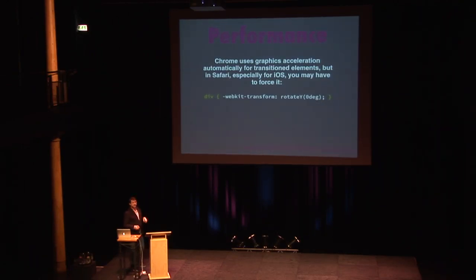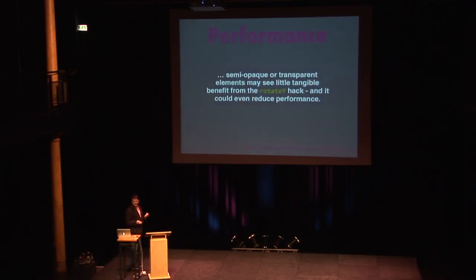Just set it to rotate Y, and that will force it onto the GPU layer. Just do use it sparingly because they obviously don't want you to, so there must be a very, very good reason for that. But, just don't take the piss, I guess. However, semi-opaque or transparent elements may see little tangible benefit from the rotate Y hack and could even reduce performance. There seems to be a much bigger performance hit when you move around semi-opaque or transparent elements. I'm sure there's fantastic reasons for that, which Tab will be happy to tell you all about later.